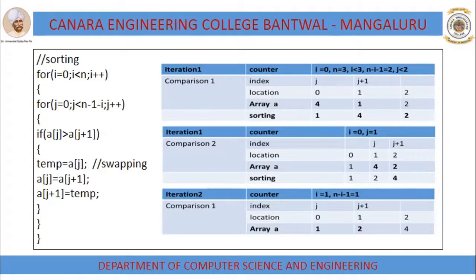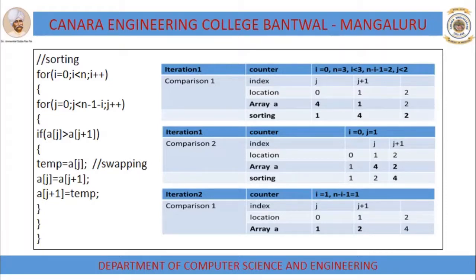j is incremented by 1. j was 0, j is incremented by 1. So 1 is less than 1? The condition becomes false, so it will come outside and go to the outer for loop. Now i is incremented by 1. i was 1, i becomes 2 now.